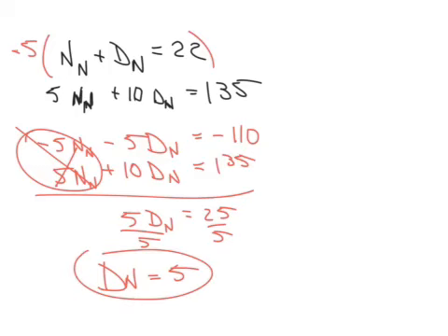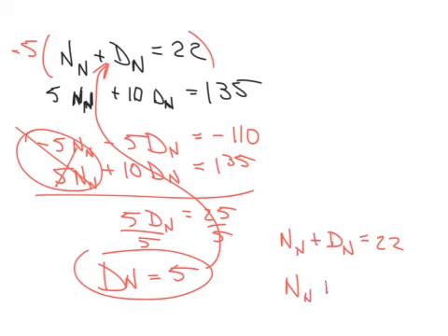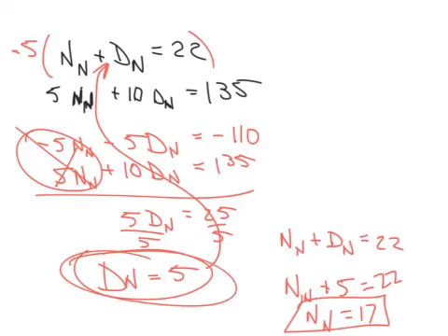Alright, so what about my number of nickels? My number of nickels is I'm just going to have to put that 5 in there. So I'm going to put a 5 in there. And my number of nickels then is going to be 17. So number of dimes is 5, number of nickels is 17. And that's it for lesson number 83.